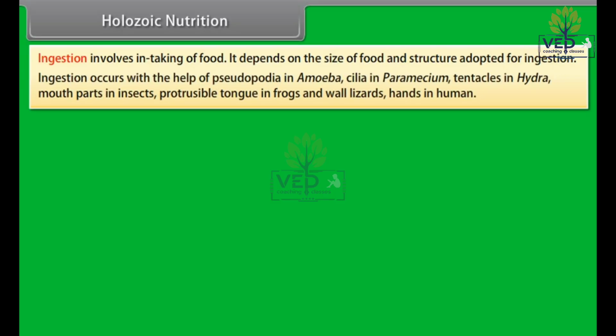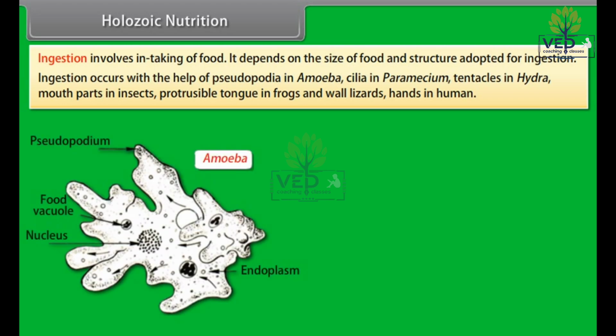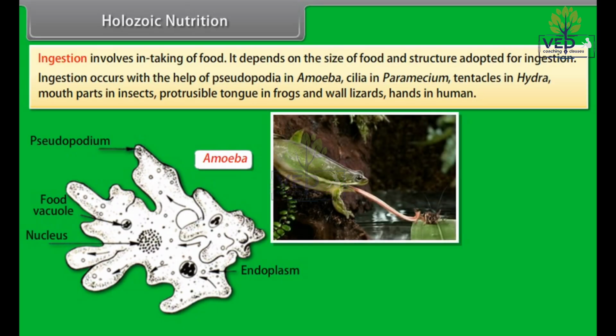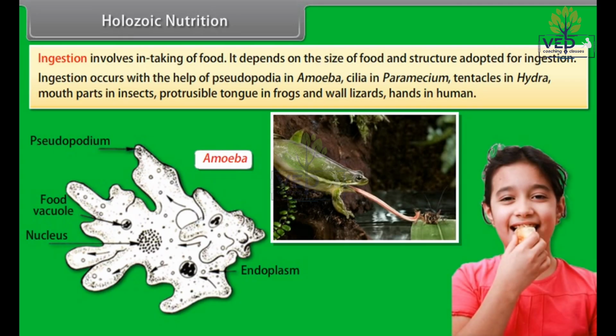Ingestion occurs with the help of pseudopodia in amoeba, cilia in paramecium, tentacles in hydra, mouthparts in insects, protrusible tongue in frogs and wall lizards, hands in human.